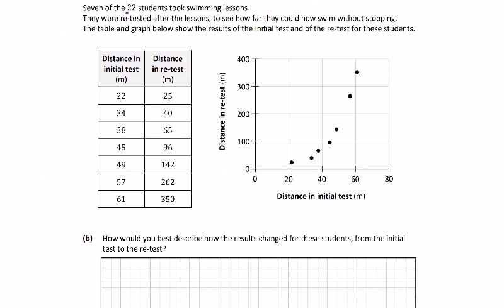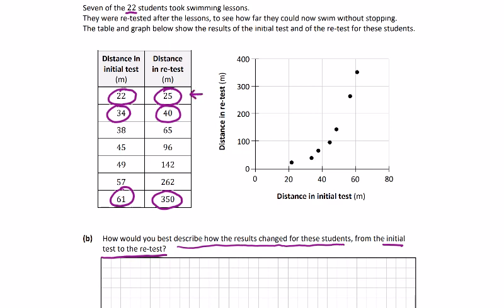Next part, 7 of the 22 students took swimming lessons and they were retested to see how they could swim without stopping. So for this person, they swam 22 meters, took lessons, and then they were able to swim 25. 34 went to 40. And at the bottom, 61 went to 350. And we're asked to describe in words how the results changed from these students from the initial test to the retest. Anytime you're asked to say something in words, using math might help.